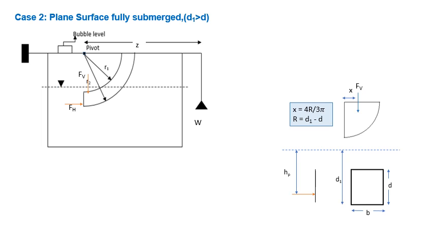As we have this fully submerged surface, the water depth is given by D1, and this is the hydrostatic force FH, which is acting at HP. And this vertical part, FV, acts at a distance x from the center. As we know, for a quarter, its centroid is at 4r/3π. So this FV will act at this x distance, and this r can be computed as D1 minus D.